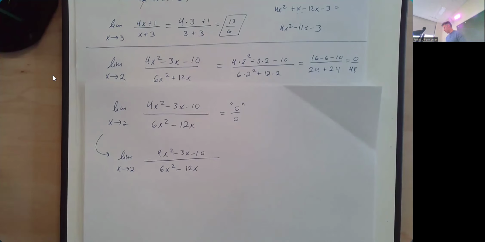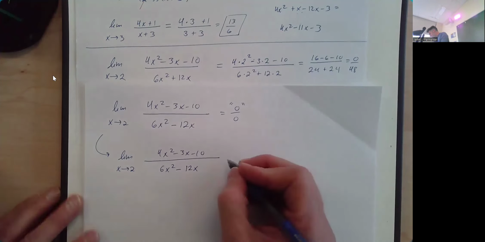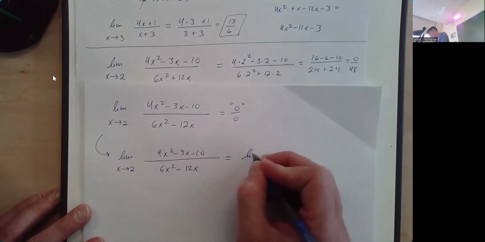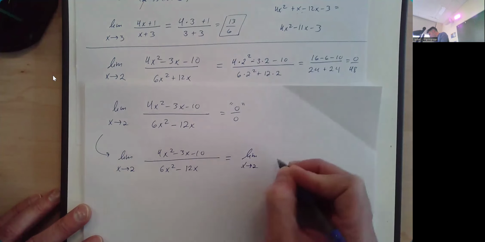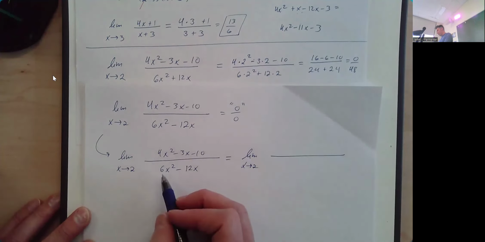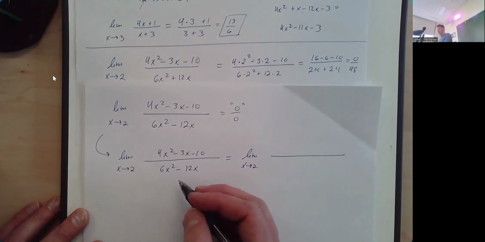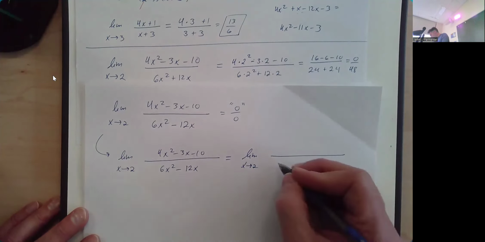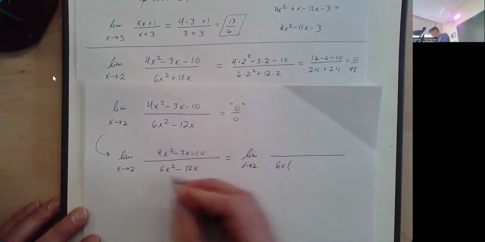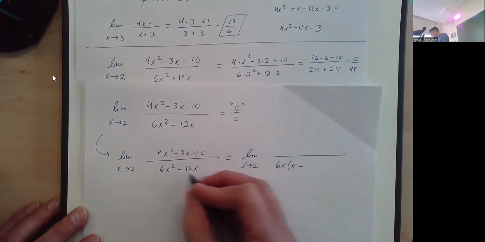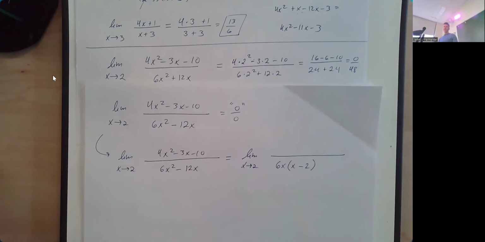Okay, so I know that x minus 2 should be a factor. That's helpful for the numerator. I don't feel like it's super helpful for the denominator. For the denominator, I would note that both 6x squared and 12x have a factor of 6 and a factor of x I can pull out. When I pull out the 6x, I'm left with an x there and a minus 2 there. To me, that feels easier than trying to factor out the x minus 2 and seeing what's left over.